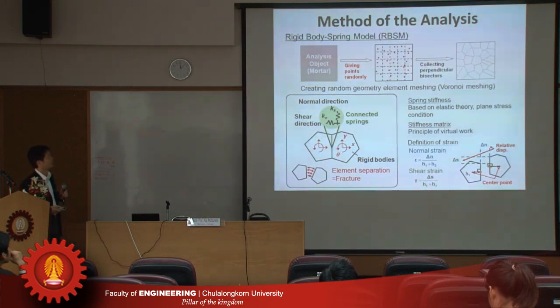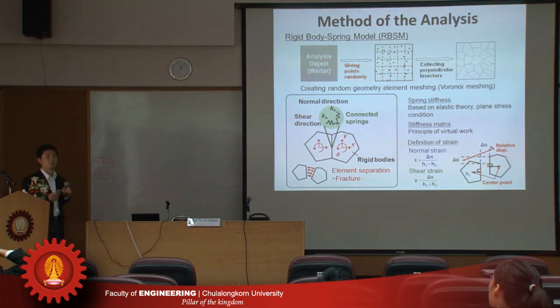Maybe you already know this one, but I want to briefly explain it. The method of analysis is the rigid body spring model, or RBSM. The analysis object is mortar in this study. The analysis object is divided into random shape elements by the Voronoi diagram. In the RBSM, each element itself is a rigid body, so there is no deformation, but springs are interconnected like this, in two directions: a normal direction and a shear direction.